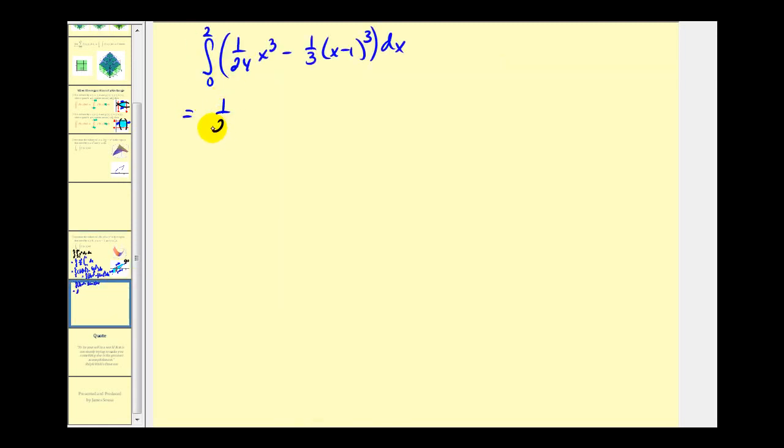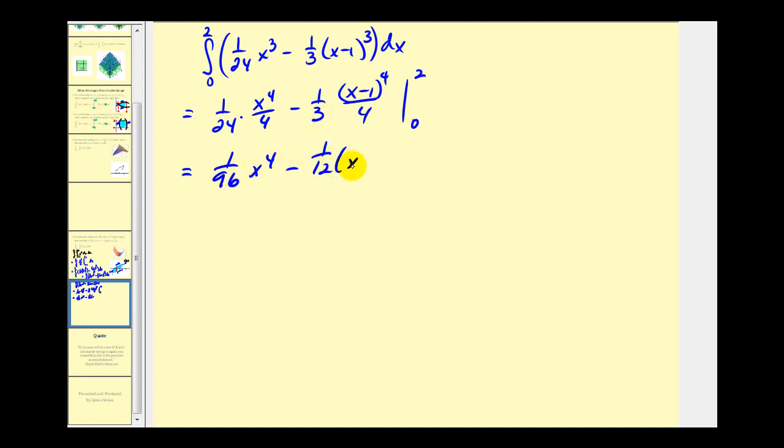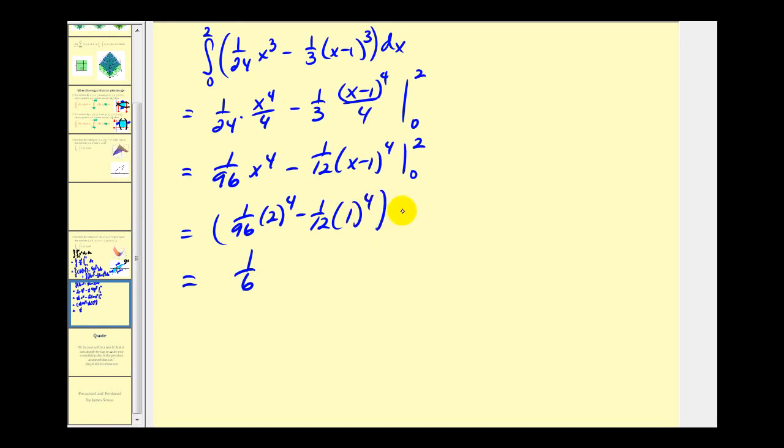So here we're going to have 1/24 times x to the fourth over 4, minus 1/3 times (x minus 1) to the fourth all over 4, when you evaluate this at 2 and 0. Let's go ahead and clean this up one more time, and then we'll perform the substitution. This will give us 1 over 96 x to the fourth, minus 1/12 times the quantity (x minus 1) to the fourth. So we'll have 1 over 96 times 2 to the fourth, minus 1/12 times 1 to the fourth when x is 2, minus, and then when x is 0, this will be 0, but this will be 1/12 times negative 1 to the fourth.